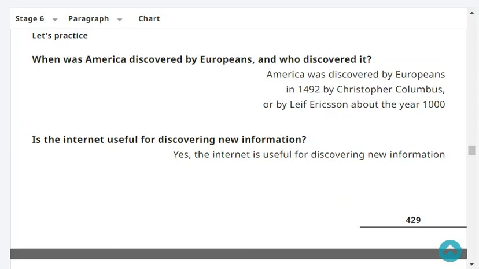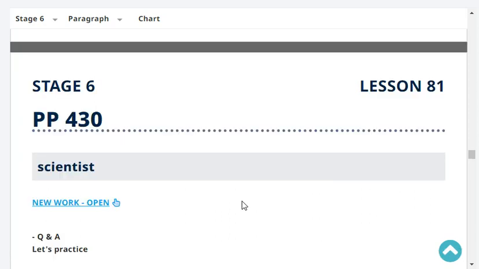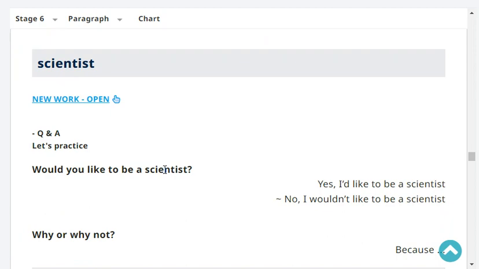Is the internet useful for discovering new information? Yes, the internet is useful for discovering new information. Very good.